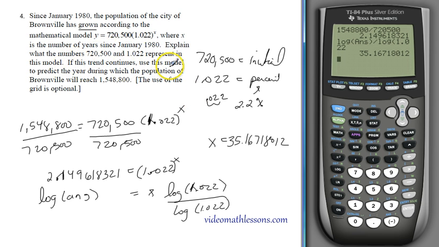Read the question. It says predict the year when this happens. Well, it's a little over 35 years. And don't forget, we started in 1980. So I'm going to add 1980. So it's going to happen in the year 2015.